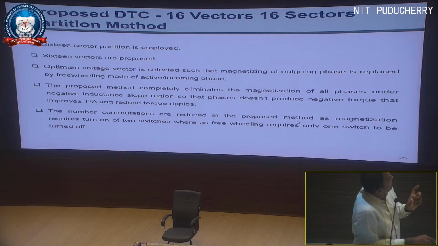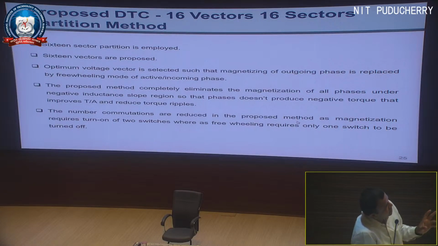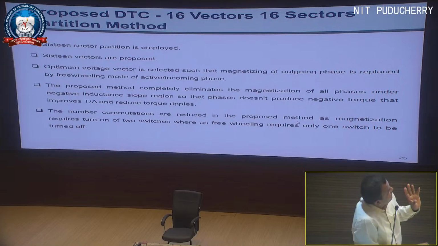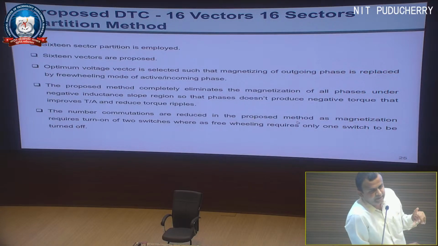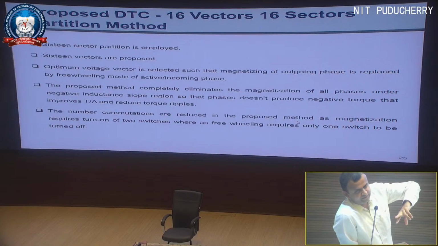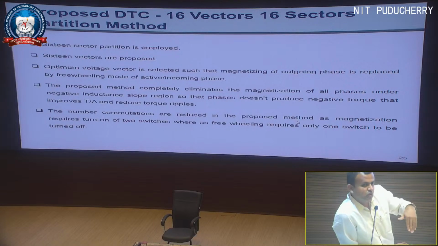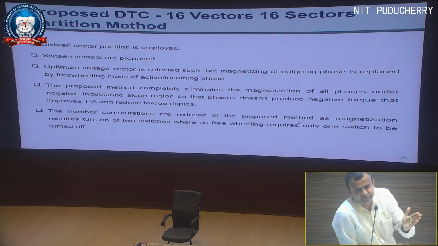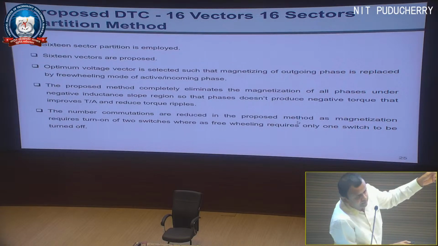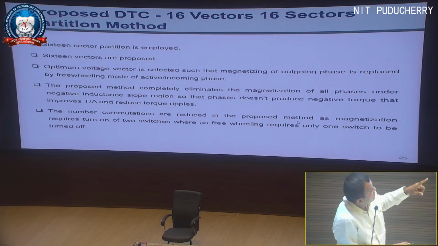So the optimum voltage vector is selected such that the magnetization of the outgoing phase is replaced by the freewheeling mode of the active incoming phase. Because what we observed in the 8 vector and 16 sector is that when there is a changeover happening in a particular phase, from the magnetization it has to go all the way to demagnetization. So it is skipping the in-between mode, that is called freewheeling mode. We found that it becomes a burden on the system. When I show the flow chart, you will get a clear picture of that.